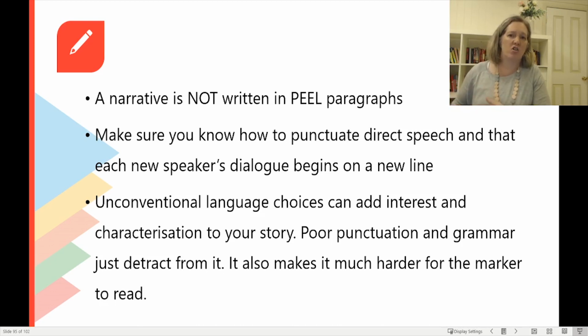What we're trying to show the markers is that after 13 years of schooling, we can nail our spelling, our grammar, and our punctuation. And it's really important that we don't let these little things trip us up, because we can lose marks carelessly and unnecessarily if we do.